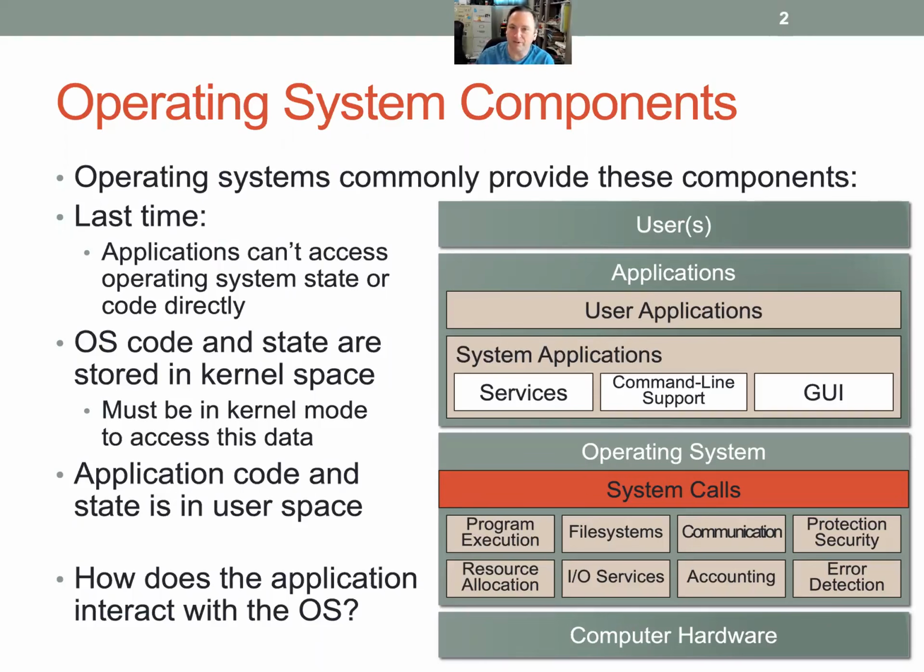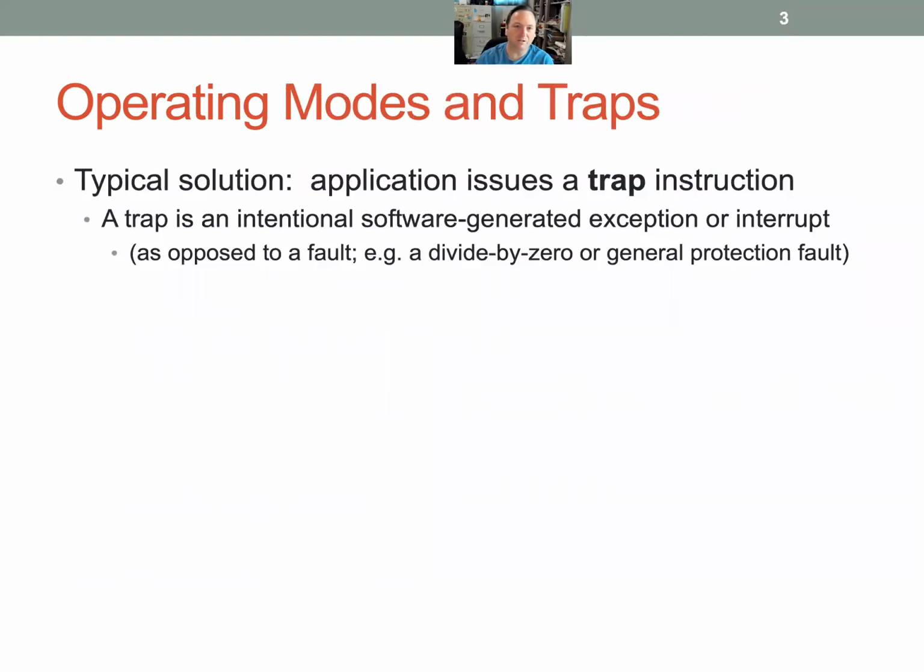So the first question we're going to talk about is how does the application actually interact with the operating system? And the way that it works on x86 is through this mechanism called a trap. And you see traps in virtually all operating systems, all processors that support reasonably sophisticated operating systems. It's basically a special instruction that allows you to transition from user mode into kernel mode in a controlled manner so that the operating system can govern precisely that transition from user mode into kernel mode.